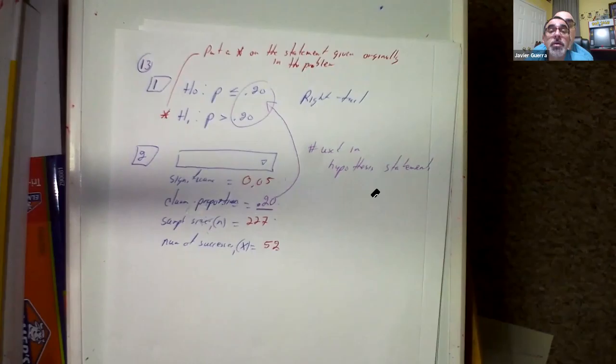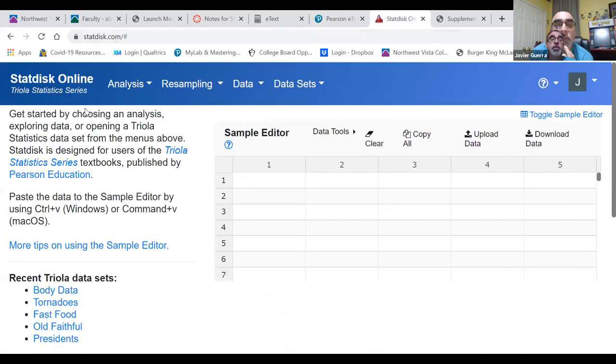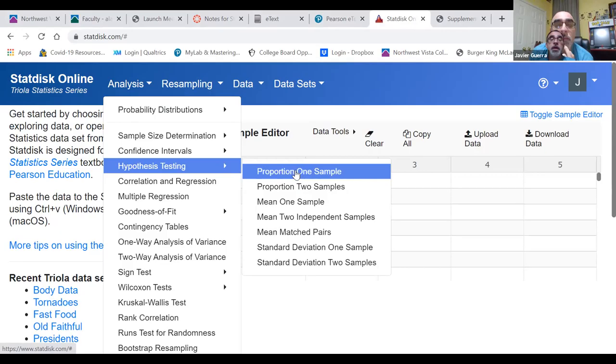You are going to go to analysis, hypothesis testing, proportion one sample. You're gonna follow these arrows on Statdisk. Analysis, hypothesis testing, proportion one sample. That's what step 8.2 is, all right? So let me load up Statdisk, and I'll show you where to go. You go to analysis, hypothesis, proportion one sample. Again, we're doing this for A2.